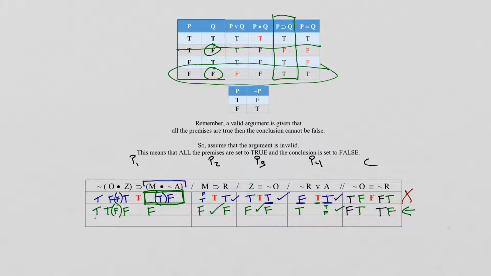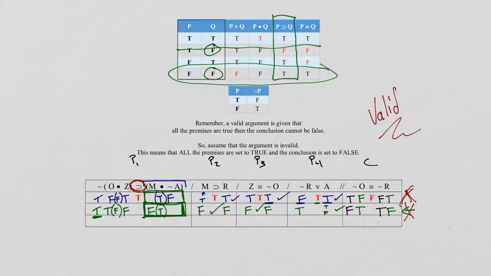Okay, so now we have a consequent that is true. So if true, we can't have this be false over here. It's got to be true. Same problem. Exactly the same problem. So we ended up right where we were before. That's just not going to work. So this one didn't work. This one didn't work. Therefore, this argument is valid.